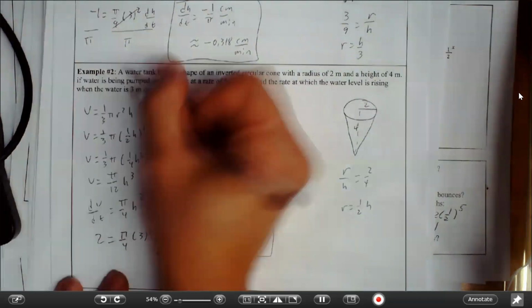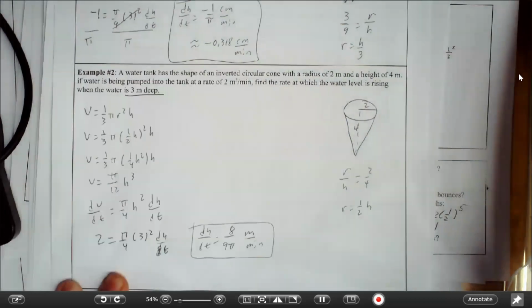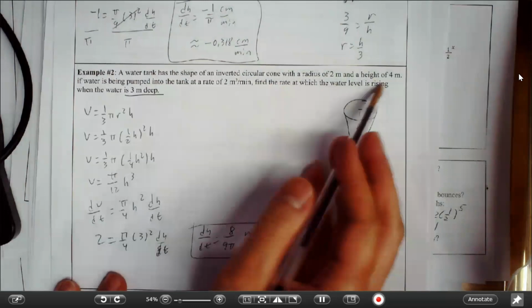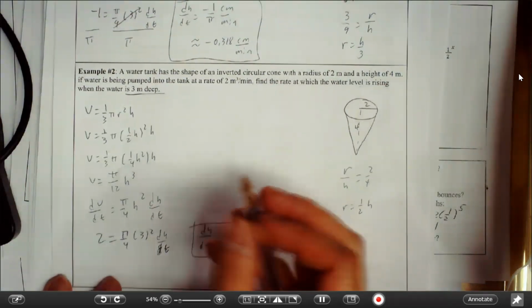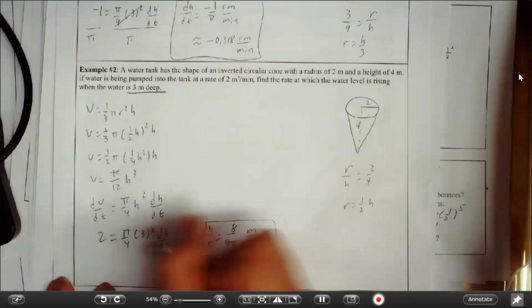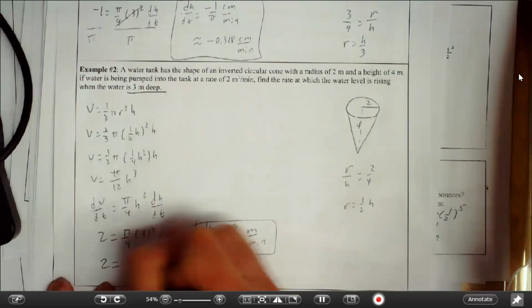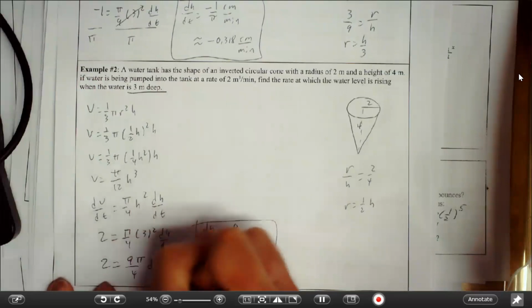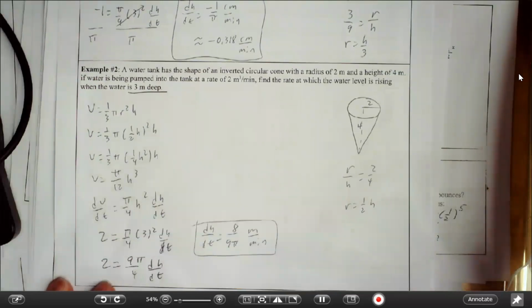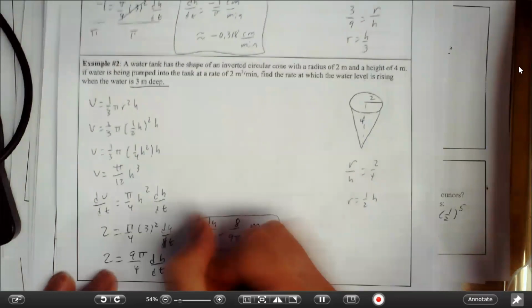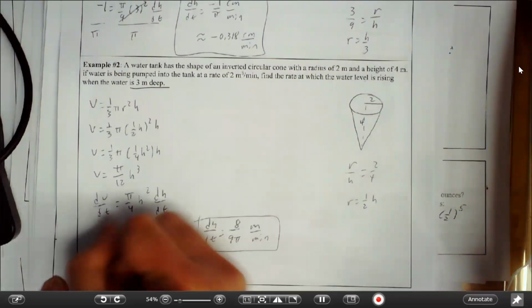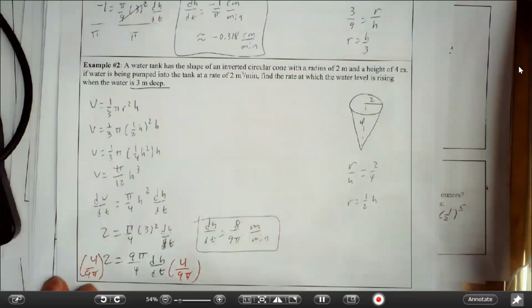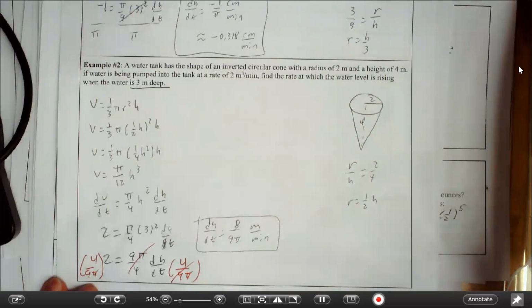The water is 3 meters deep. Okay, the height of the cone is 4, but the water level is changing, right? So here, this is going to be 2 is equal to 9 pi over 4 dH dt. And then just to solve this, I multiply both sides by 4 over 9 pi. Let's multiply by the reciprocal to cancel. And so I get 8 over 9 pi meters per minute.